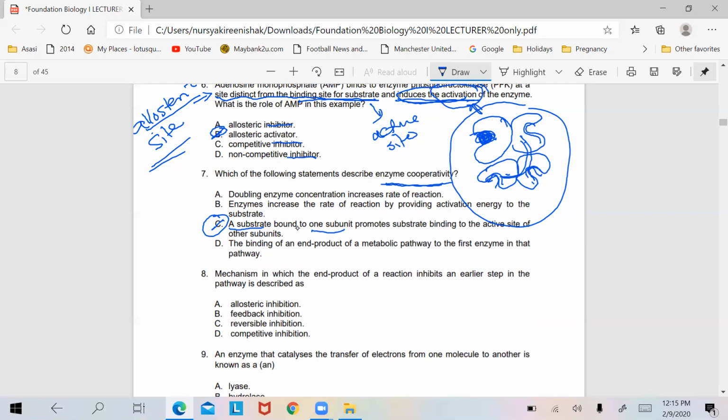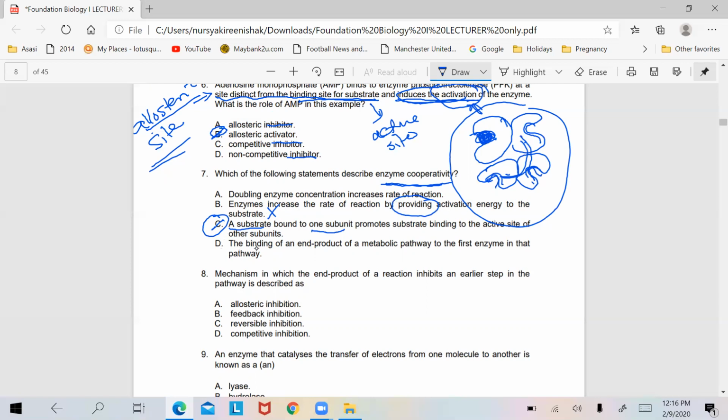If you look at statement B, it says enzymes increase the rate of reaction by providing activation energy to the substrate. This statement is totally wrong. Why? Because enzymes increase the rate of reaction by decreasing the activation energy of the chemical reaction. It decreases the activation energy to increase the rate of reaction.